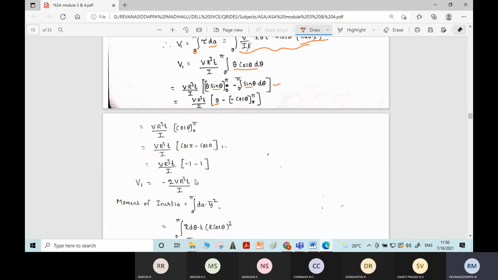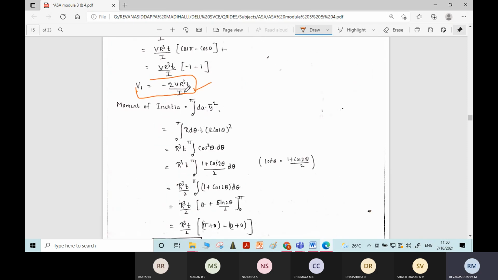Again applying the limits and finally working out the answer, you will get the expression for V1, that is minus 2V R cube T divided by I, where I is the moment of inertia. That moment of inertia also we need to find now. Moment of inertia is nothing but area into y square.